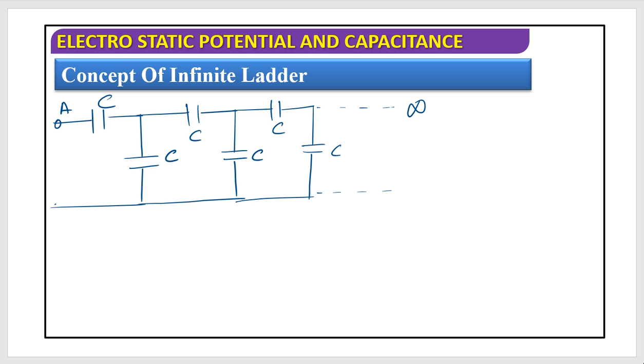this is point A, this is point B, and we have been asked to find out CAB. How can we do this? What can be done? How do you calculate this?